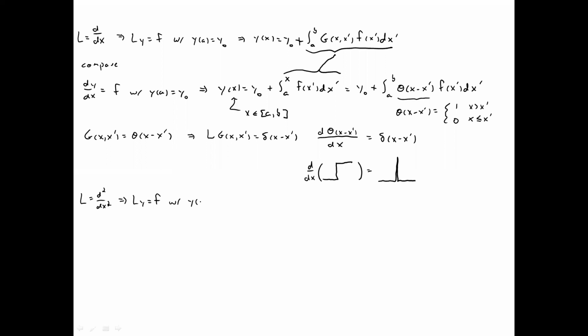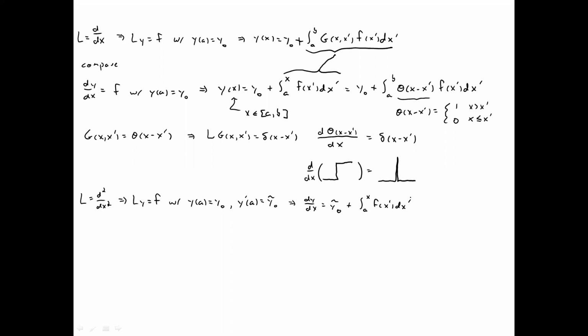I'm going to start with the boundary condition that y of a is y0. And I'm also going to give a boundary condition on the derivative of y at a, which I'll just call y twiddle 0. Well, we can do the same thing that we did before. We can actually integrate this. If we do the first integral, then what we'll find is that dy dx is y twiddle 0 plus the integral from a to x of f of x prime dx prime.